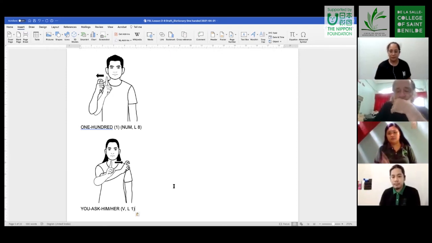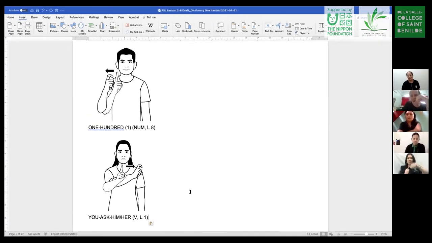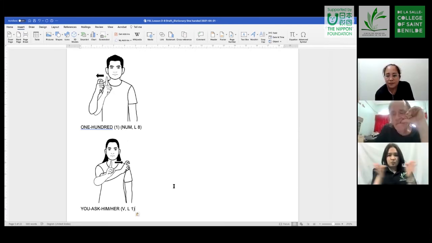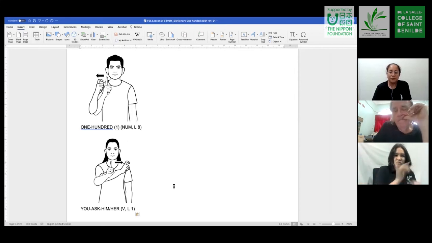Matt? I think Meng was first. Okay, Meng, go ahead. I also wanted to mention the space from big, because big to small and then movement. So 100 goes towards the dominant side, ask goes to the non-dominant hand. So just to point that out.